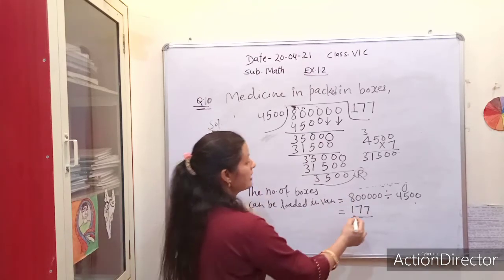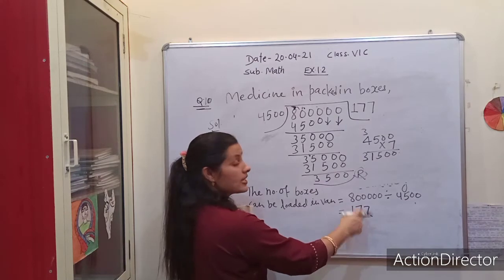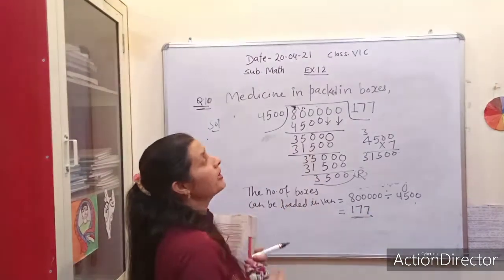177 boxes can be loaded in that man. Understood? Just copy it down.